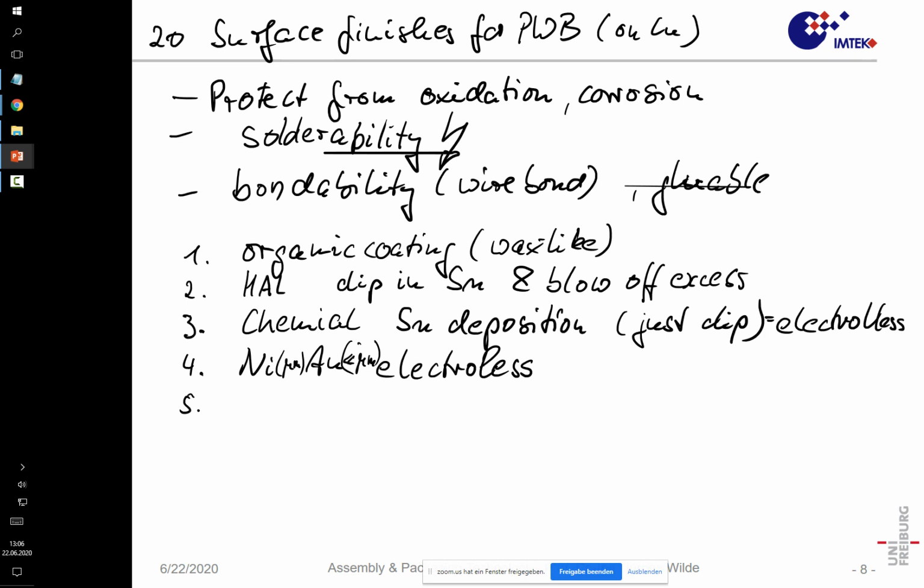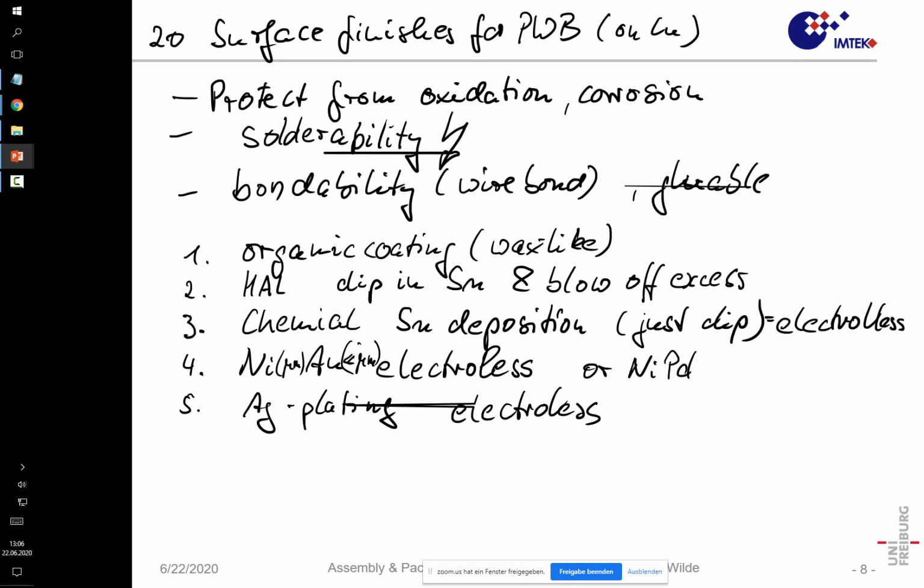What else can we have? We can have, for instance, silver plating. For the silver, we can also have electroplating, because silver in most places only is put on, for instance, on certain spots, but in most cases it's also electroless. And instead of nickel gold, we can also have something like nickel palladium, which is very similar. Okay. One thing to answer.